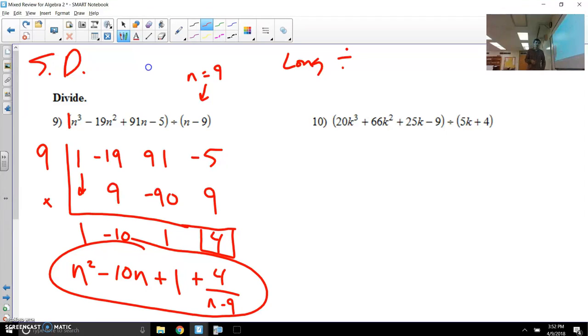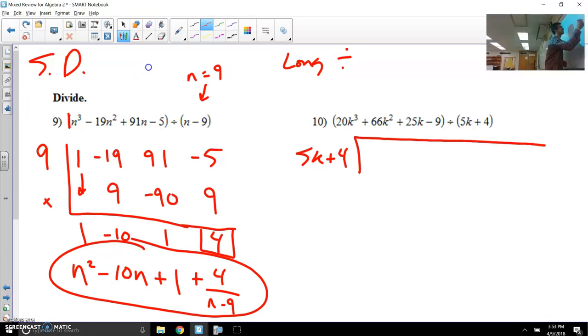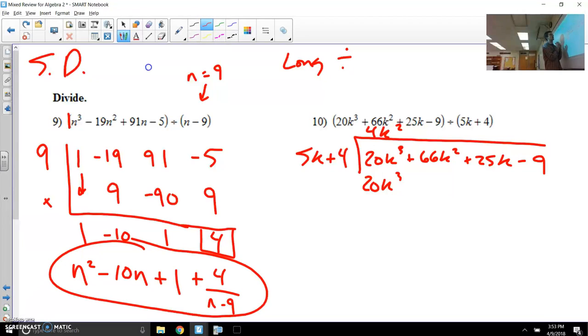So what I'm going to do is demonstrate that with long division. Okay? So instead of using synthetic division, I'm going to try this one using long division. 20k to the third plus 66k squared plus 25k minus 9. So how many times does 20 divide by 5? I need a 4. And there's 3 k's there and only 1 here, so I need 2. So I'm going to multiply 4k squared by 5k squared, 20k to the third.